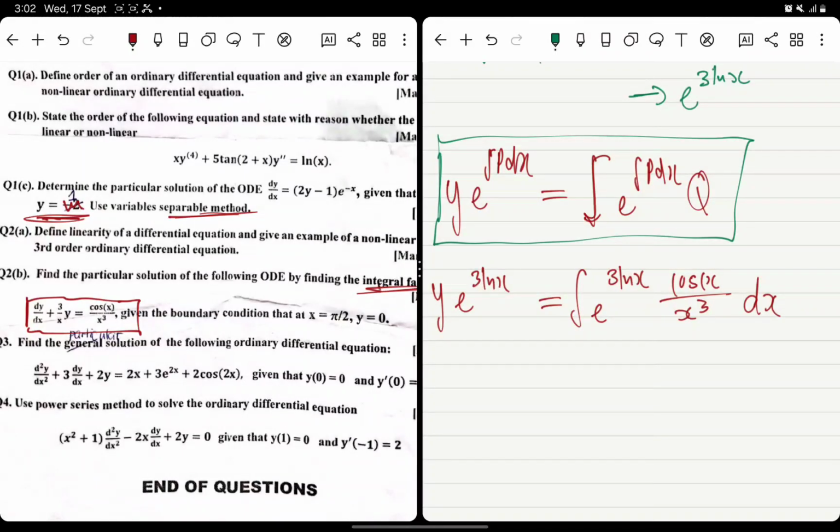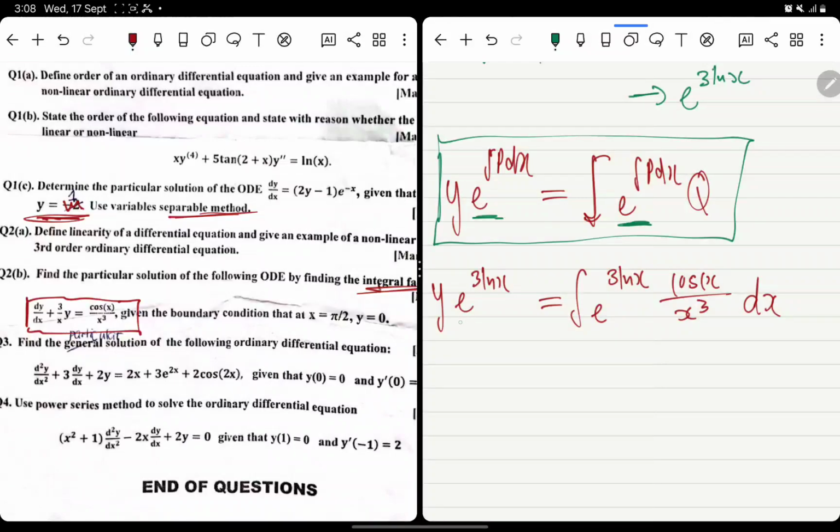Make sure you're not forgetting it, because this integral factor, you can find it, but what do you do with it? You put it in here, then you integrate. You understand? Now we integrate. So here it's still going to be y e to the 3 ln x is going to be equal to, we are now integrating this thing, right? We're integrating this thing. Now, let's simplify before we go ahead.